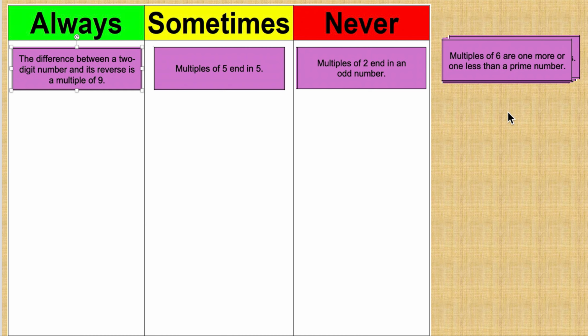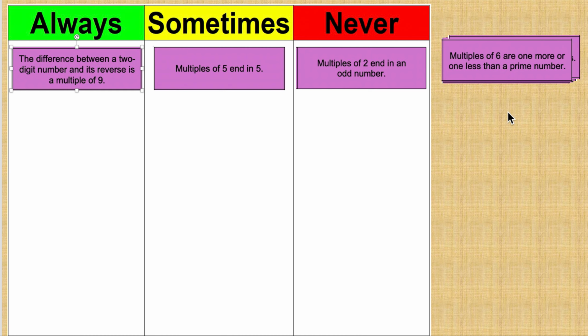So multiples of 6 are 1 more or 1 less than a prime. So if I list out multiples of 6, not counting 6, I'm going to start with the first 5: 12, 18, 24, 30, 36. So 12, the numbers on either side are 11 and 13. Both of those are prime, so that's true.